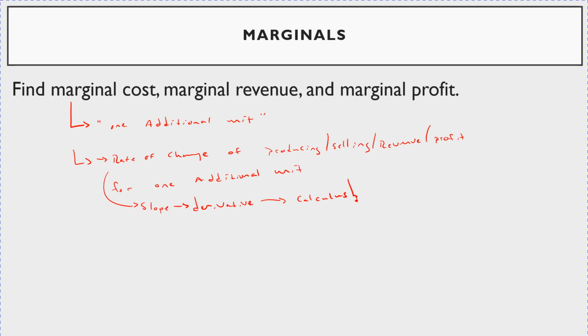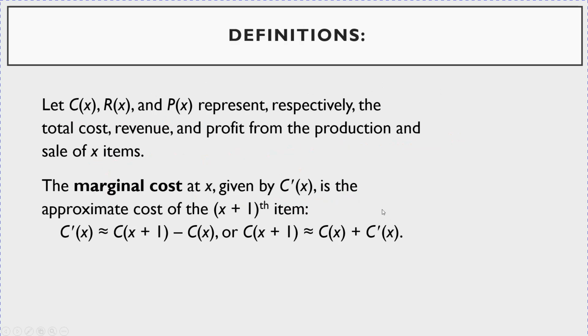All I want to do in this video is walk you through two examples, two word problems, and then you'll be ready to tackle your homework. The word problems in your homework are just going to follow basically these two examples. All right, so let's first officially define what marginal cost, marginal revenue, and marginal profit are.